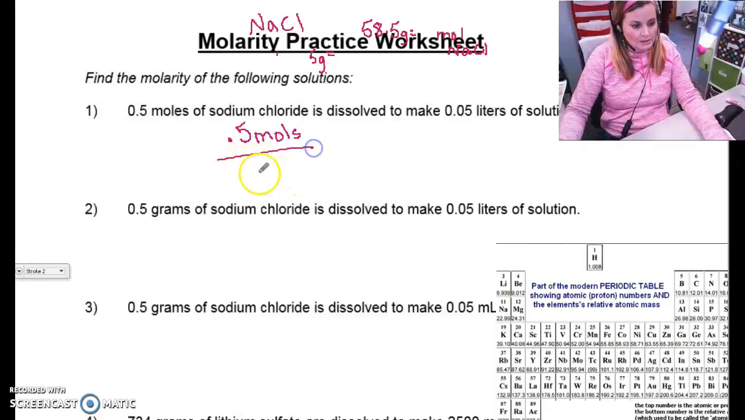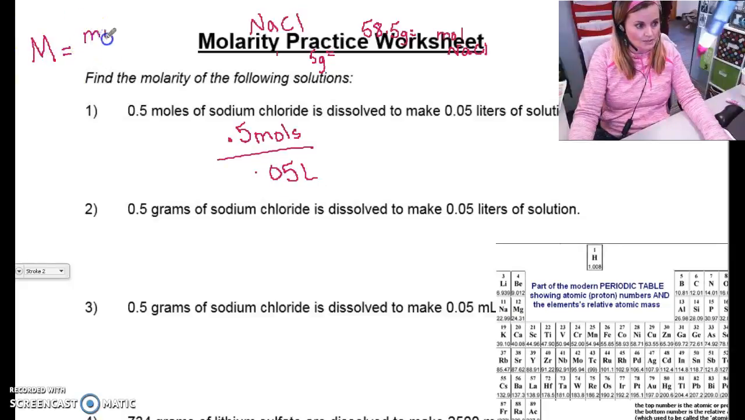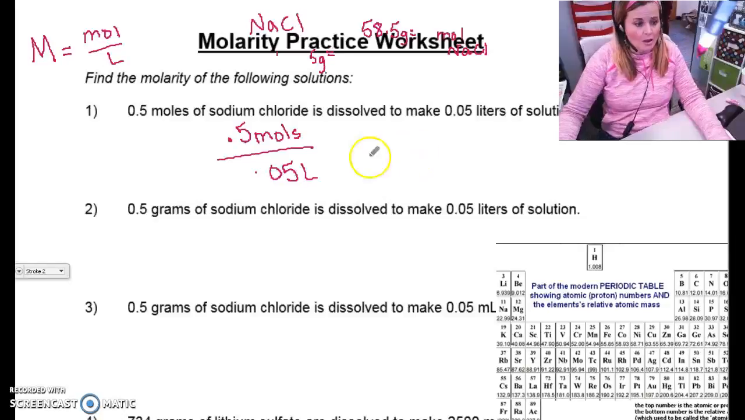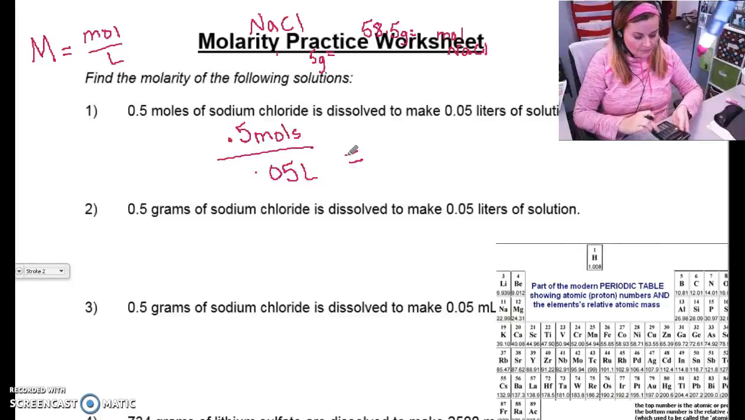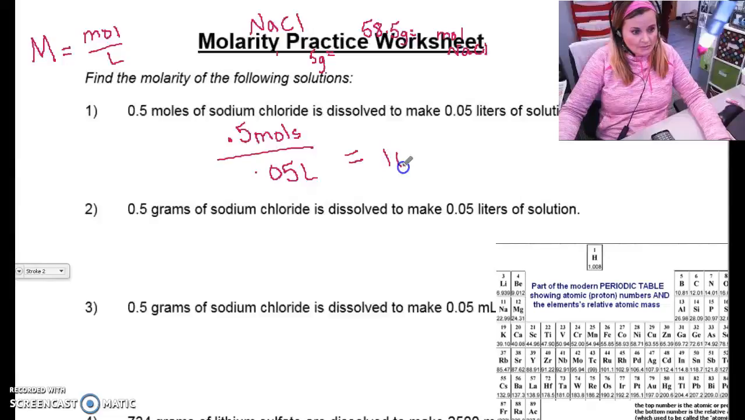Okay, so with number 1, you have 0.5 moles of sodium chloride, and you have 0.05 liters. Since molarity, which we use a capital M, is just moles per liter, this is already set up the right way. All you'd have to do is take that 0.5 and divide it by 0.05, and it gives you 10. So it's going to be a 10 molar solution of salt water, basically.